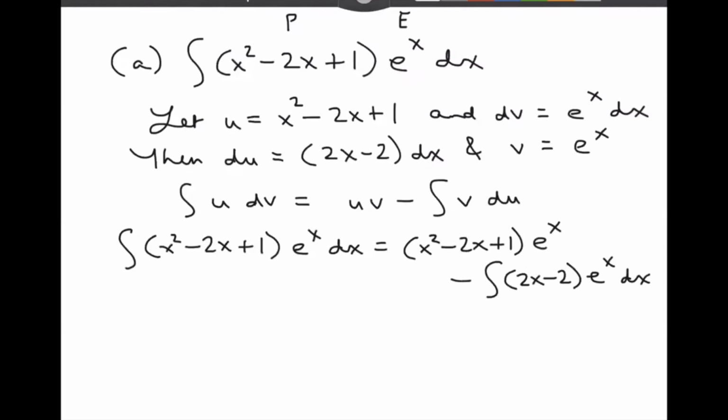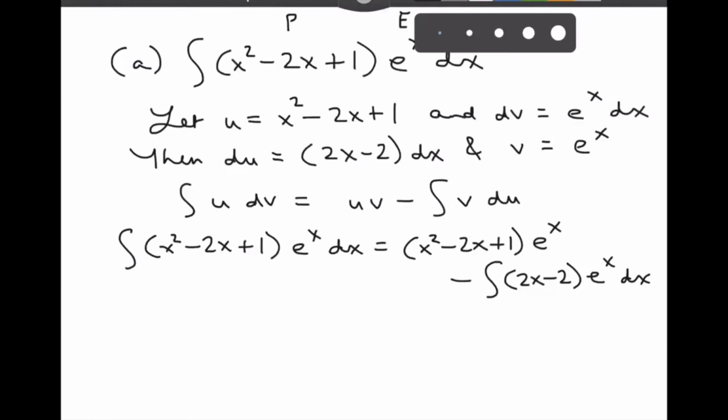All right, so now the million-dollar question is, how do I integrate 2x minus 2 times e to the x dx? I mean, I could break that into more than one integral, and one of those parts would be very easy, but I would still be stuck with 2x e to the x. Well, guess what? That is another integration by parts. So here's what I'm going to do.